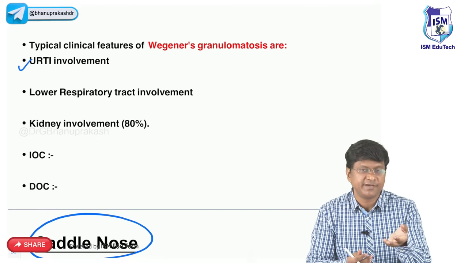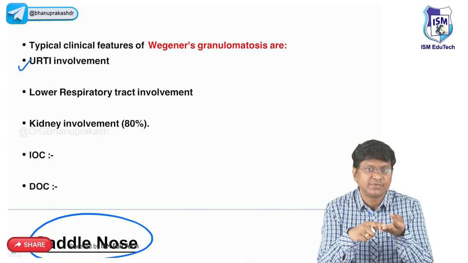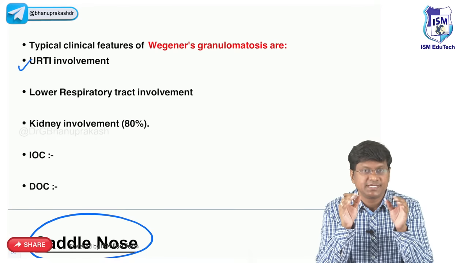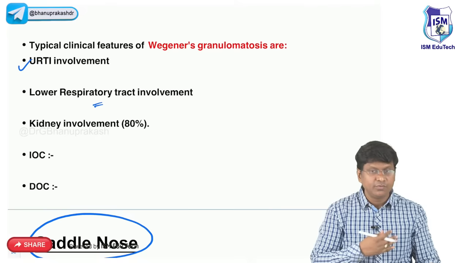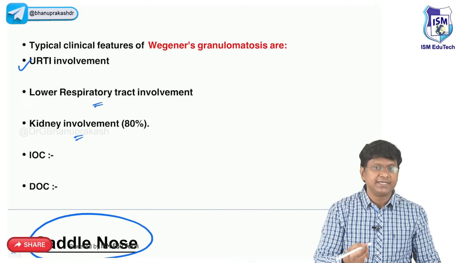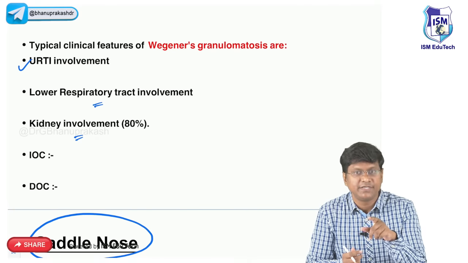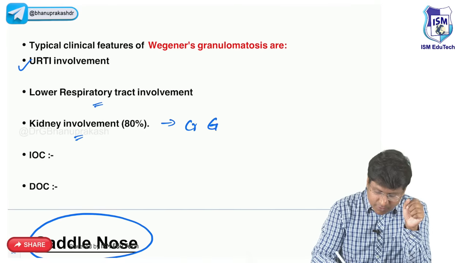So because of lower respiratory tract involvement, the patient can present with cough, hemoptysis, as well as dyspnea. And whenever you do a chest x-ray, there is a high chance that a thin walled cyst or a cavity can be seen within the lung. Then followed by that, the kidney involvement. Kidney involvement is seen in almost 80% of individuals, and this particular kidney involvement is in the form of crescentic glomerulonephritis.